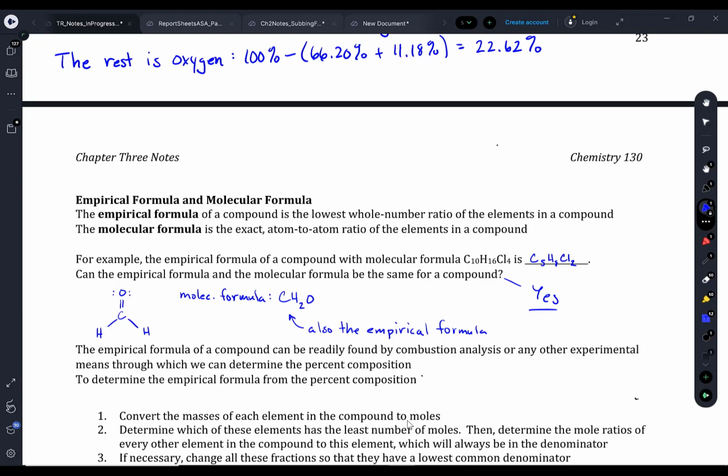Good, C2H4O2. Good. So in other words, I'm just multiplying all of these by 2, or I could multiply by 3, or I could multiply by 20. C20H40O20. Those would all have that empirical formula, but a different molecular formula, right? Good.